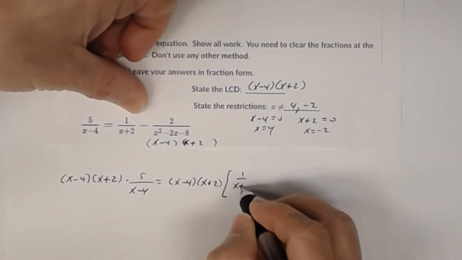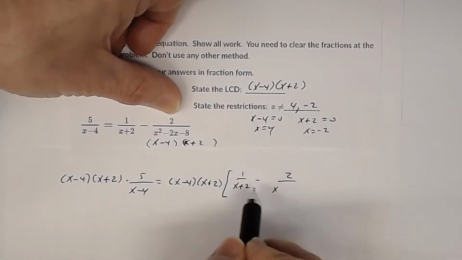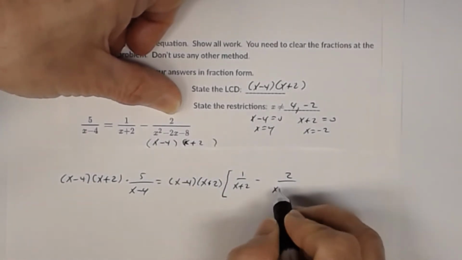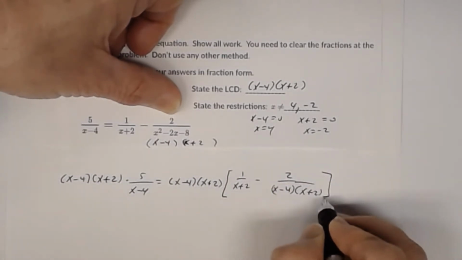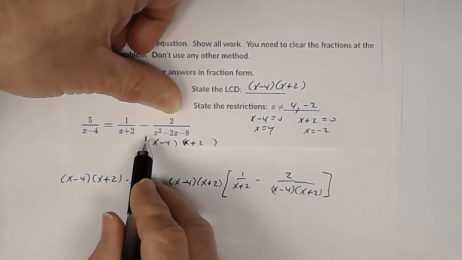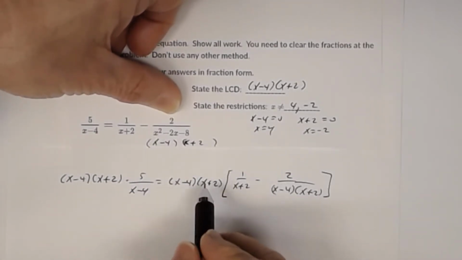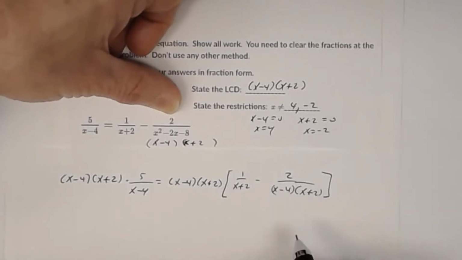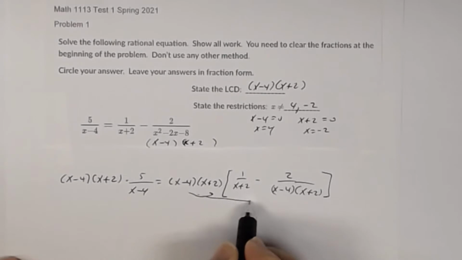1 divided by x plus 2 minus 2 divided by x. And when you do this one, go ahead and use the factored form, x minus 4 times x plus 2. The reason you want to use this instead of x squared minus 2x minus 3 is because notice that when you distribute, this looks exactly like this. Okay, now we're going to distribute next.